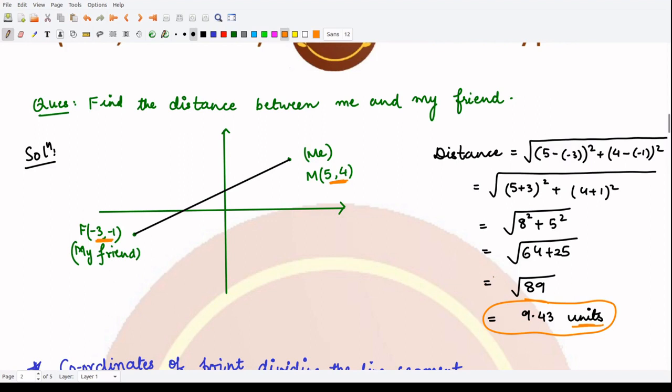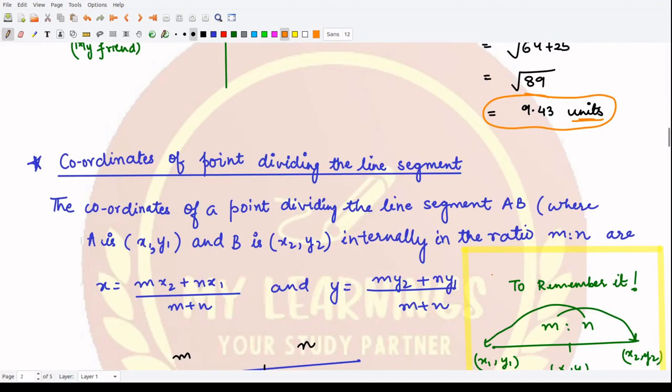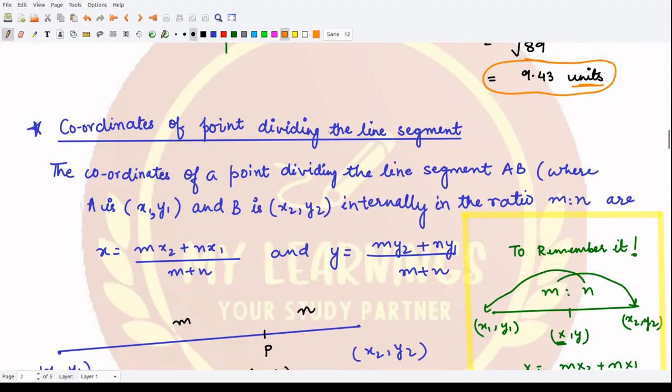Similarly, for the next concept, if we are given the coordinates of 2 different points, and we have to find the coordinate of a point which divides the line segment joining those 2 points in a certain ratio, how can you do that?